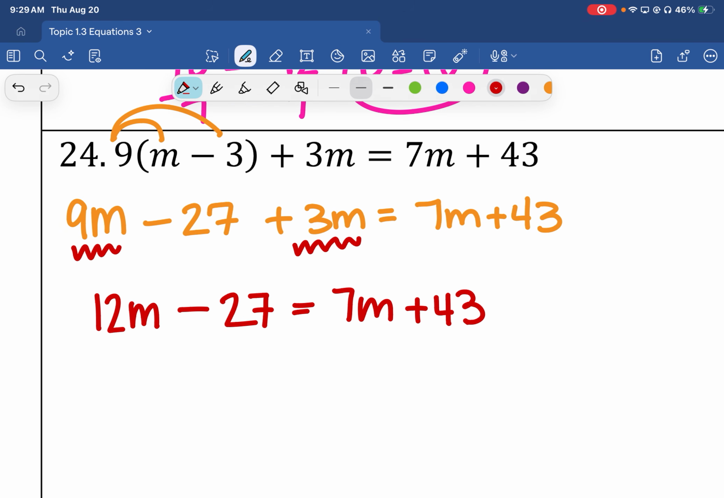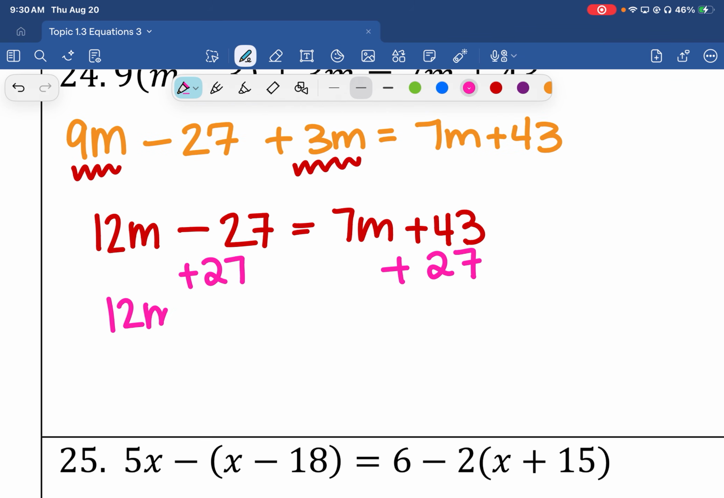Okay. Now we are going to get all of our variables on one side and solve. So what do I need to do to get our variables on one side? Subtract. Okay, so we're going to subtract what? Oh, wait. Or you can add 27. Okay, let's add 27 to both sides. We get 12m equals 7m. What is 43 plus 27? I got 70.